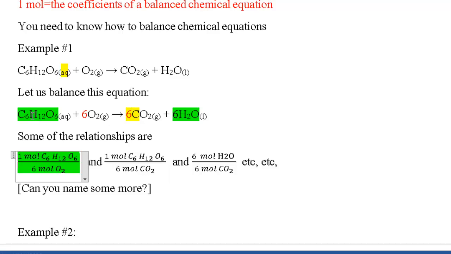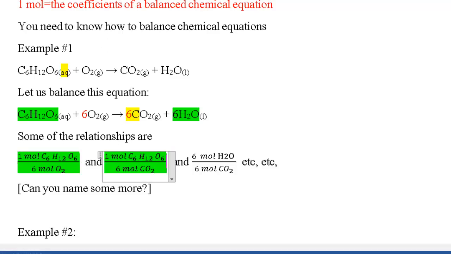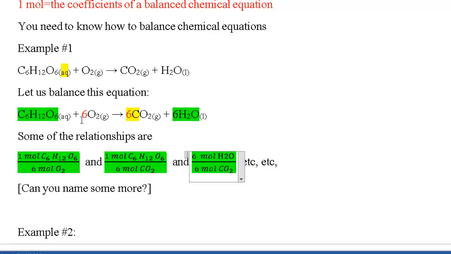How about this one? 1 mole of glucose gives you 6 moles of CO2, or for every 1 mole of glucose, there's 6 moles of CO2. And finally, you can do this for as many as there are in the equation. For every 6 moles of water, we have 6 moles of CO2 that are produced. Where do these numbers come from? They come from the coefficients of a balanced chemical equation. So you need to balance it, and from this balanced equation, you get these relationships.